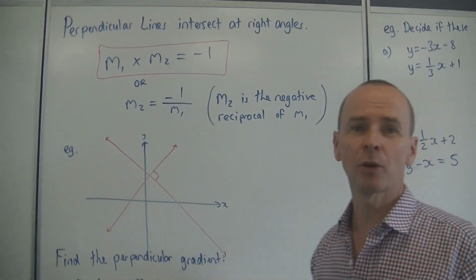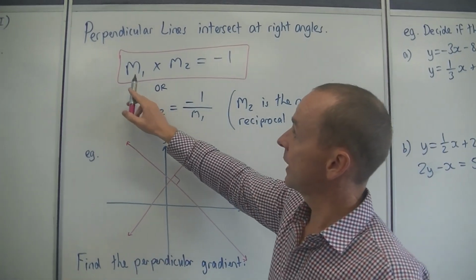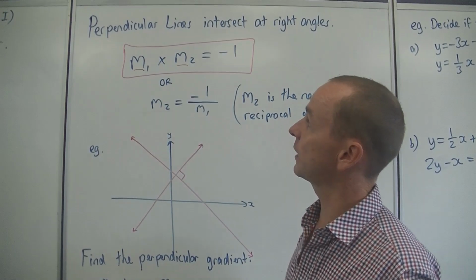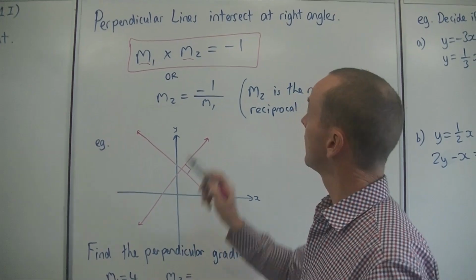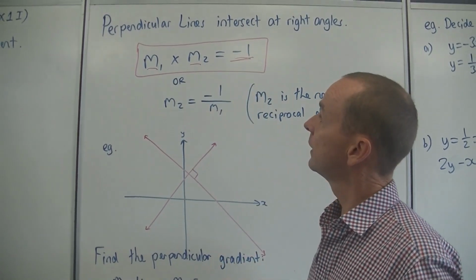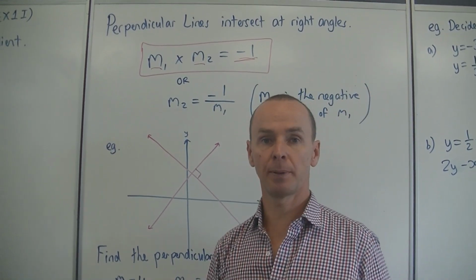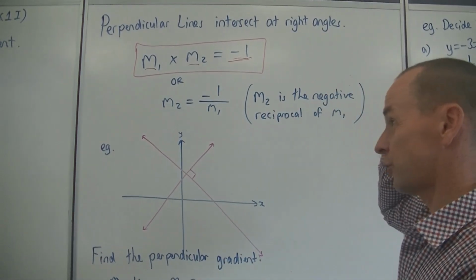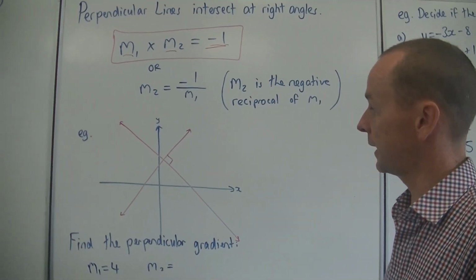You're probably saying, what does that all mean? All this means is, if you get the two gradients of perpendicular lines and multiply them together, they should be equal to minus 1. If they don't equal minus 1, then they're not perpendicular lines. Let's just do some examples that might make things a bit easier.